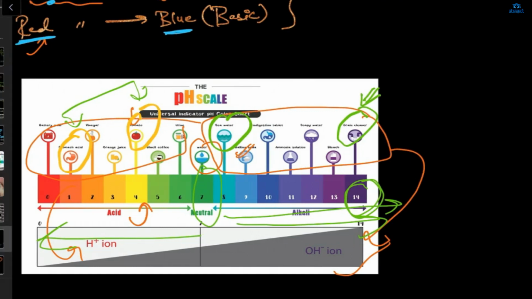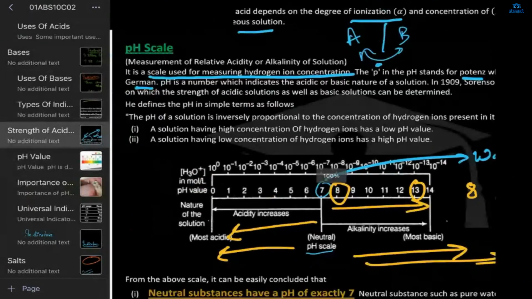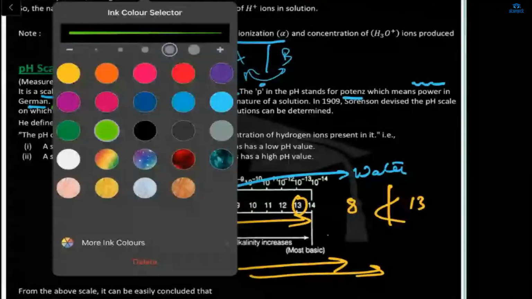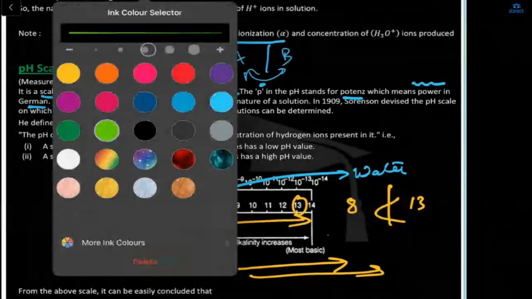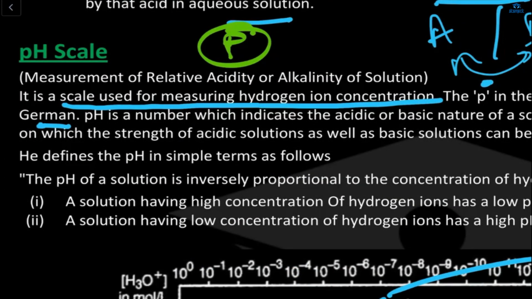Okay. Now here, we were at strength. pH is a number. Ma'am, can you zoom in a little bit? I'm on my phone, so it's hard to see. Now, what is P? You can tell me.